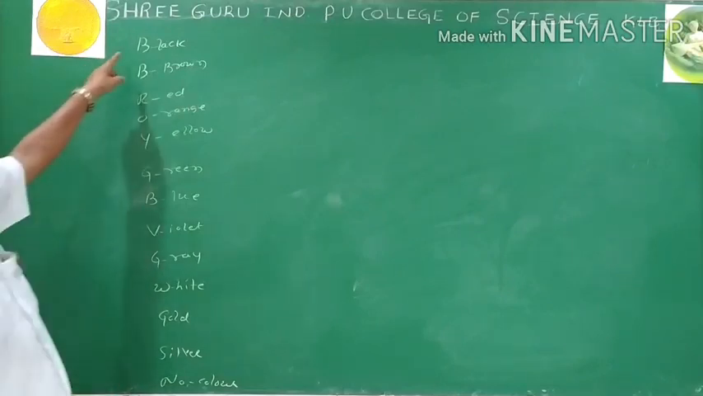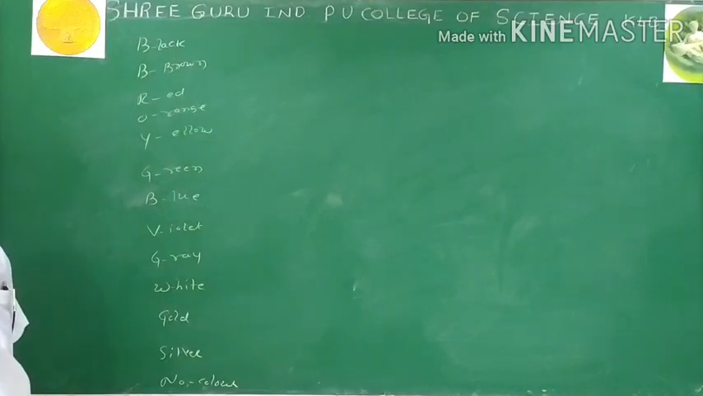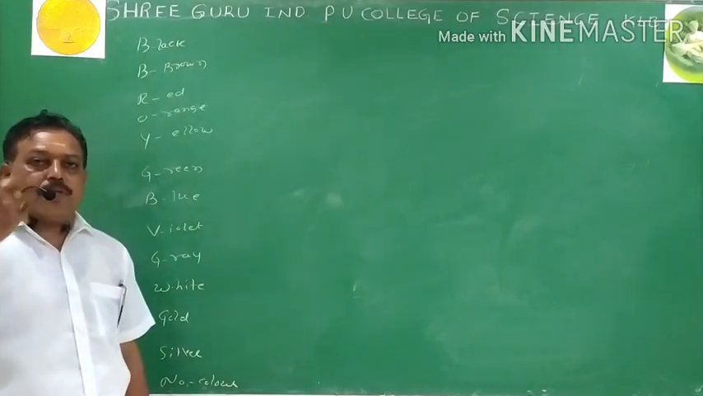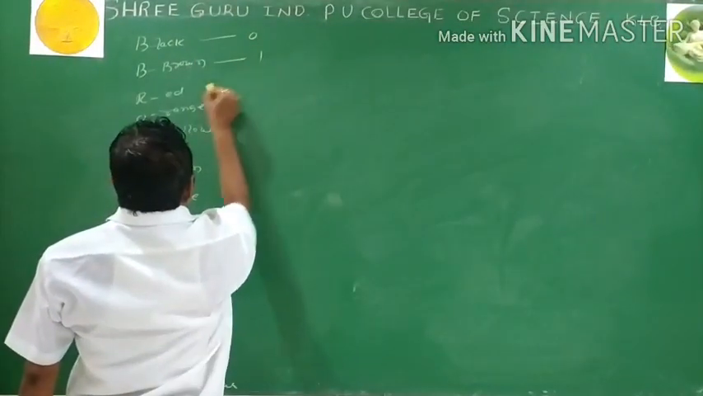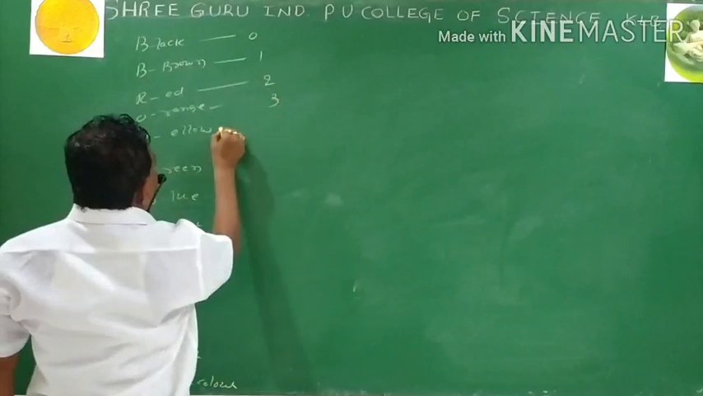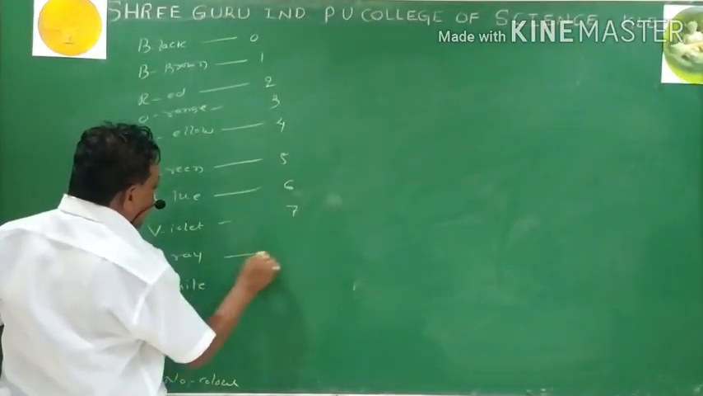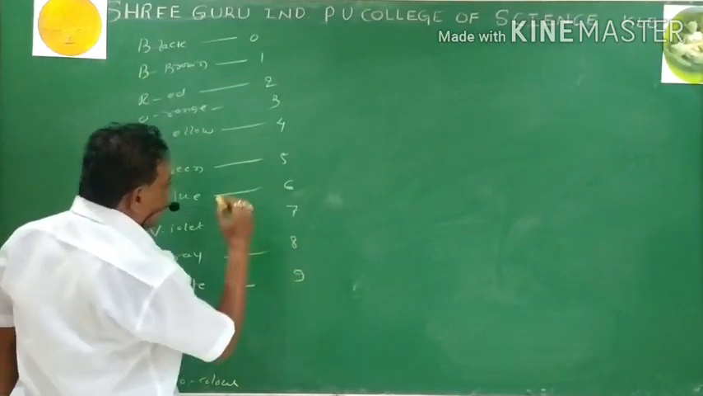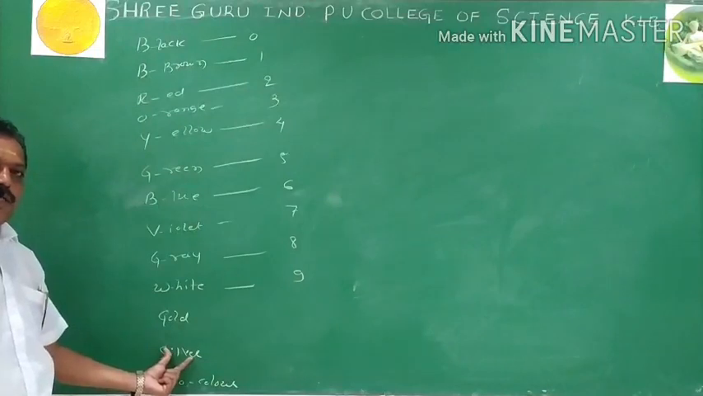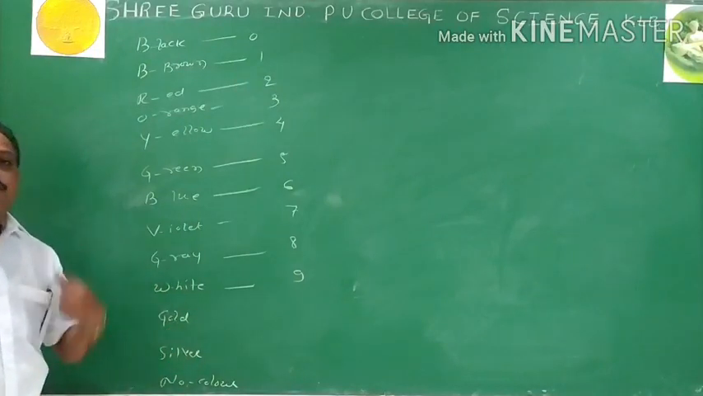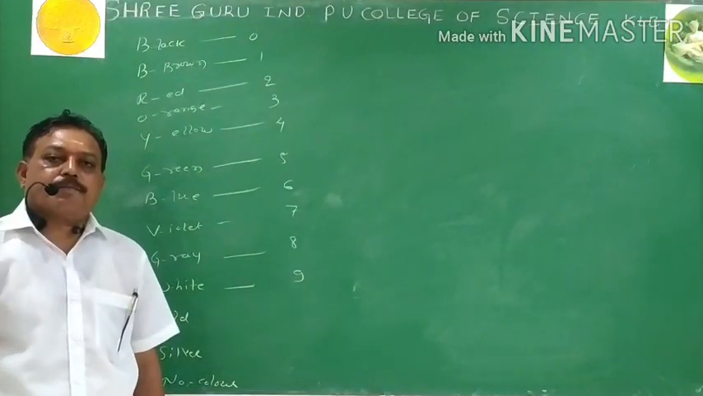Then we have the number system, that is nothing but our decimal number system. Decimal numbers start with 0 to 9. We order that decimal number system 0, 1, 2, 3, 4, 5, 6, 7, 8, 9. Right? And after that, the last three colors, gold, silver and no color, are meant for tolerance. And this tolerance is in terms of percentage.